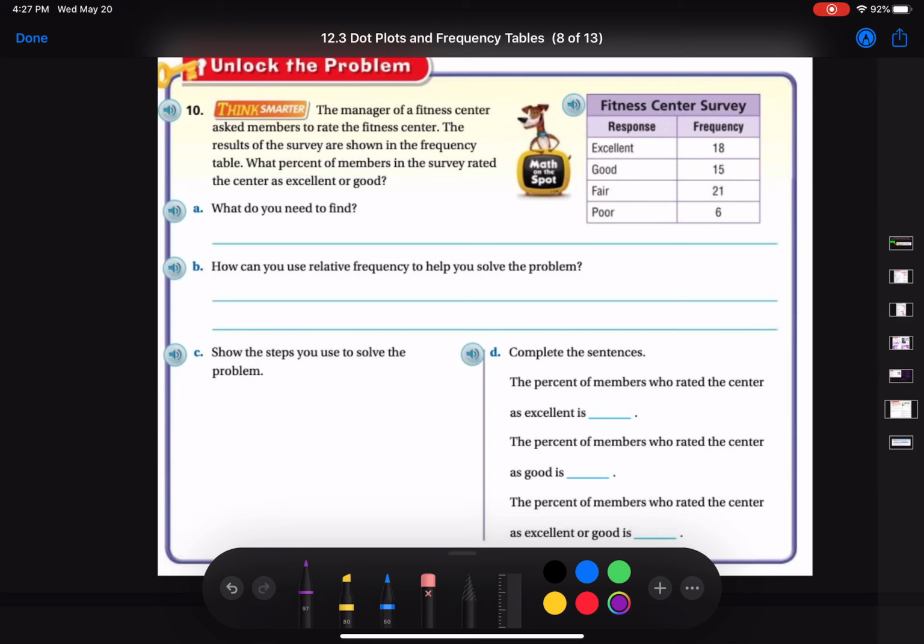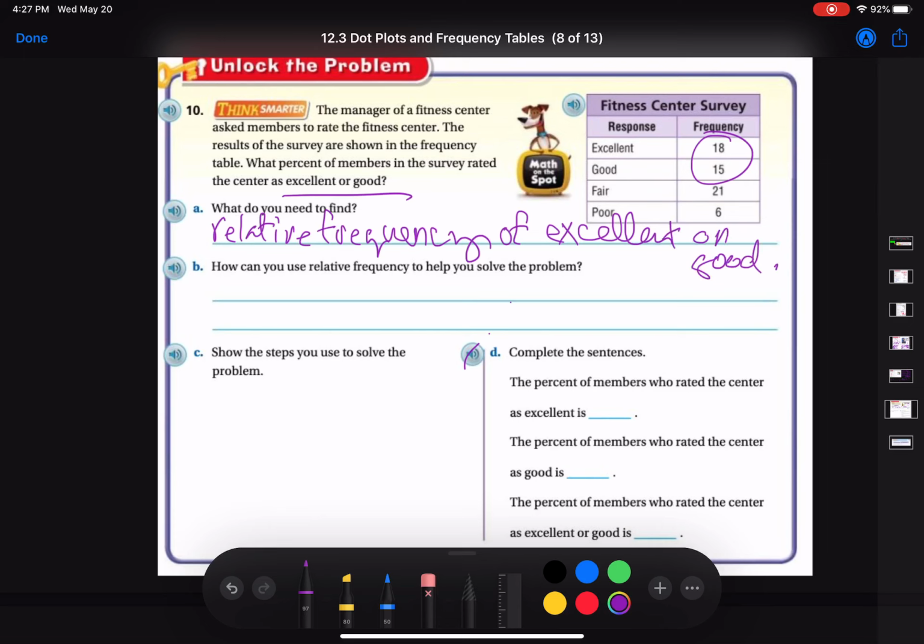It says the manager of a fitness center asked members to rate the fitness center. The results of the survey are shown in the frequency table. What % of the members in the survey rated the center as excellent or good? What do you need to find? You need to find the relative frequency. So you want to find the relative frequency of surveyed members as good or excellent, the relative frequency of excellent or good. Sorry for the messy penmanship.